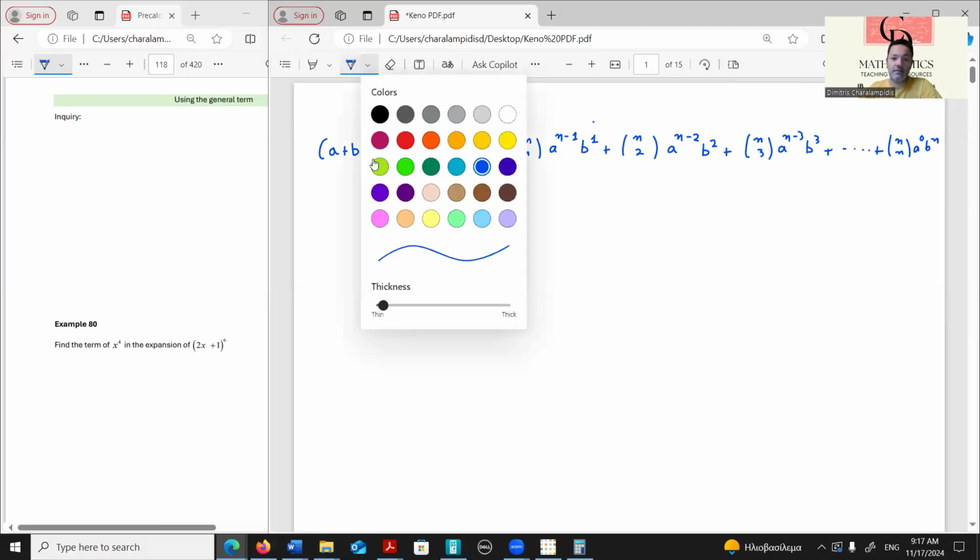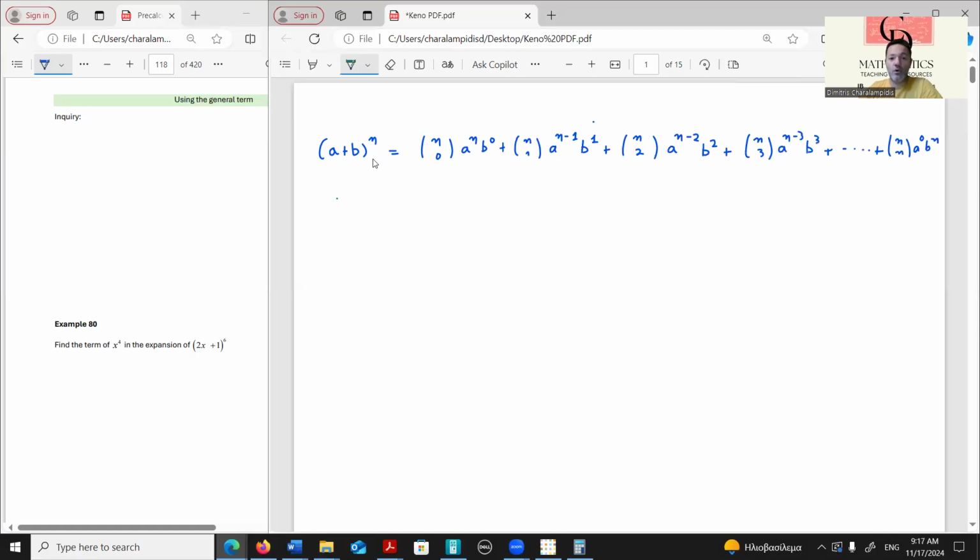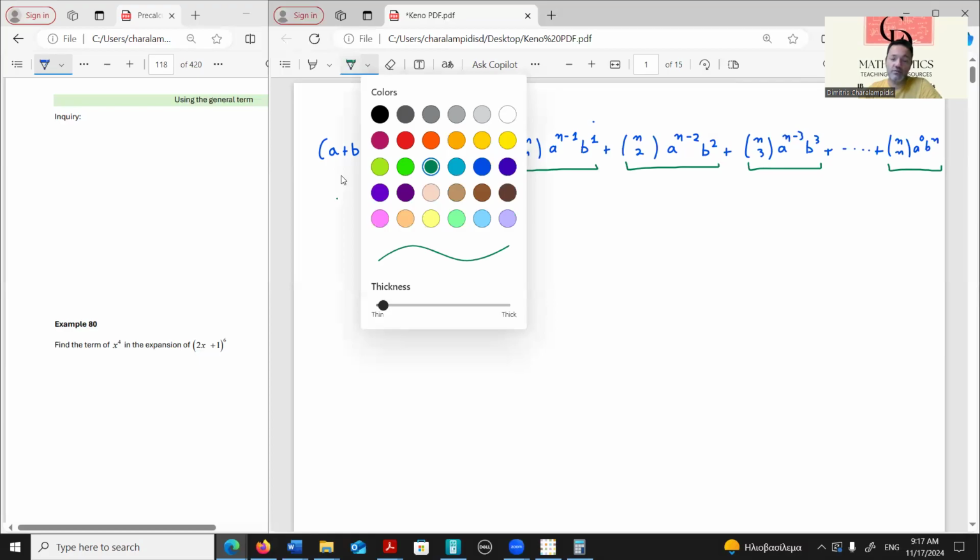Now, let us notice, however, that all of the terms of this expansion have some common things. First of all, in all of them, n is up there in the combinatorial number. All of them have the product of a and b. Now, let's see the differences. The only difference is with regards to the value of the rest.